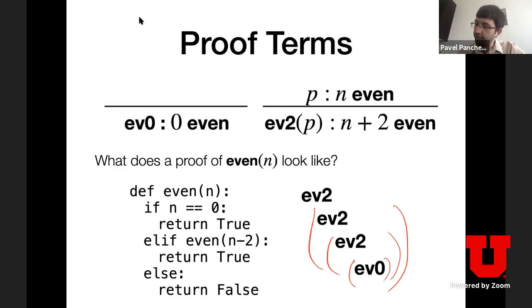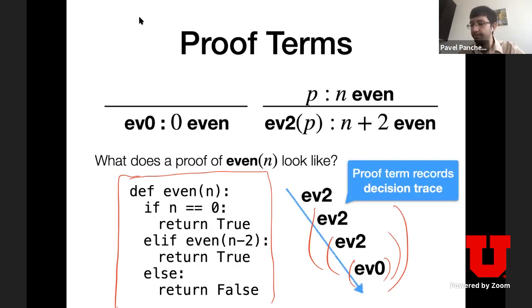And if you think about this piece of code that corresponds to these constructors we wrote down, then you can think of our proof term as being kind of like a trace through the execution of this program. It's telling us that if you ran this function even with an argument of 6, it would first go down this branch, and then it would go down this branch again, and then again, and then finally it would go down this branch, and that's why it would return true.